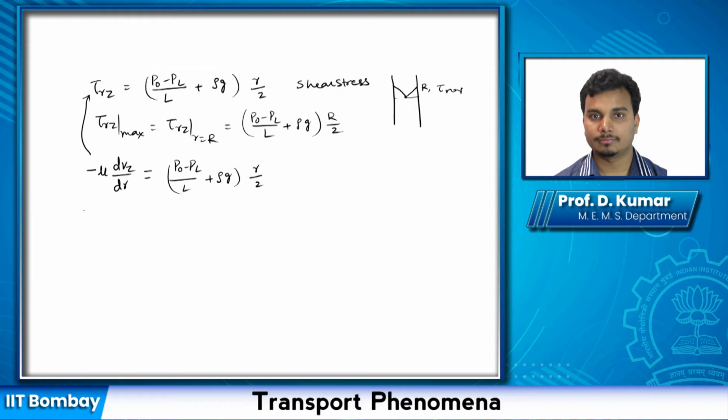So now if you do integration on both sides, taking dr here and so on, you can say Vz should be equal to minus. No, you can first write minus 1 by mu. You can first take it here, so that will become minus 1 by mu times p naught minus pL by L plus rho g, and then when you integrate, r will become r square by 2, so that will give you r square by 4. Okay, and then there will be some other constant C2. So we need to look for another boundary condition.